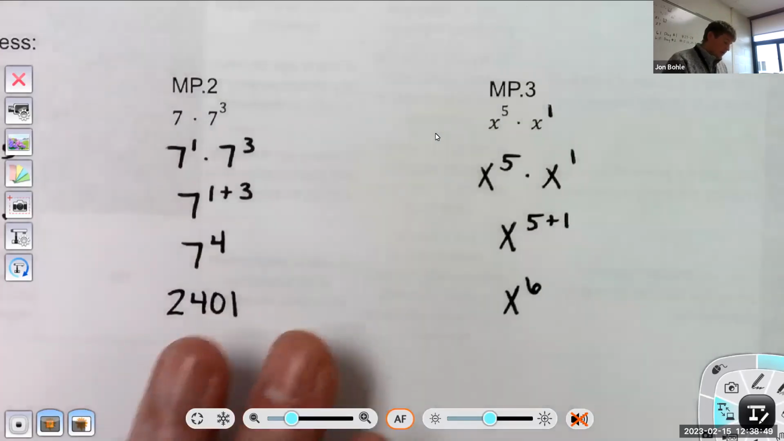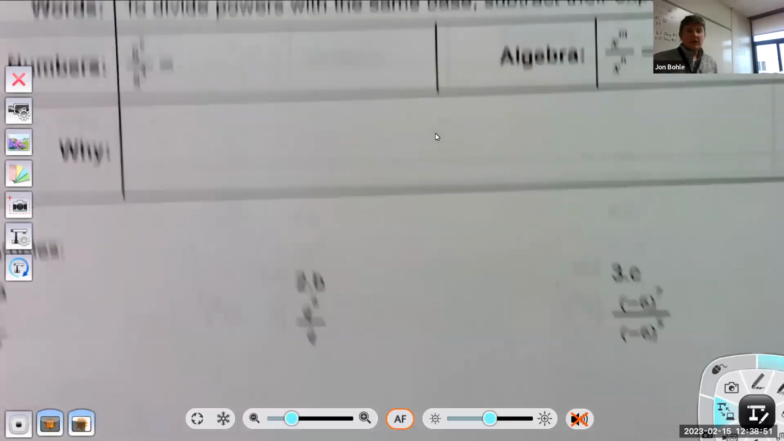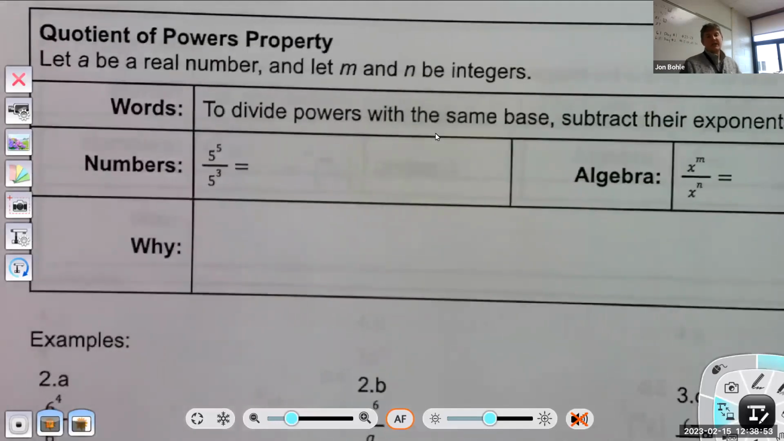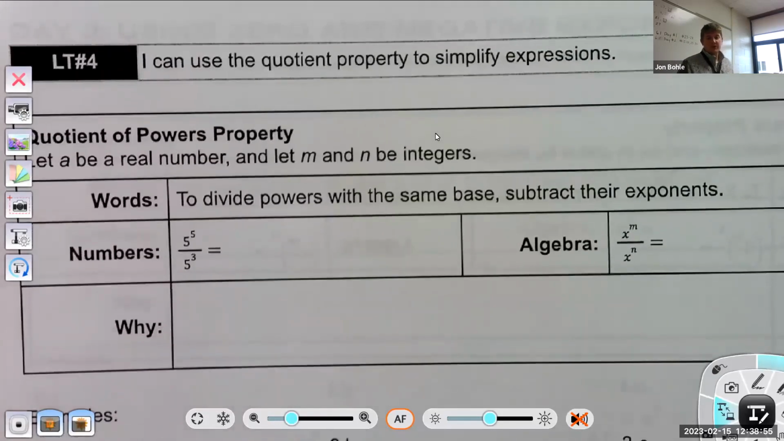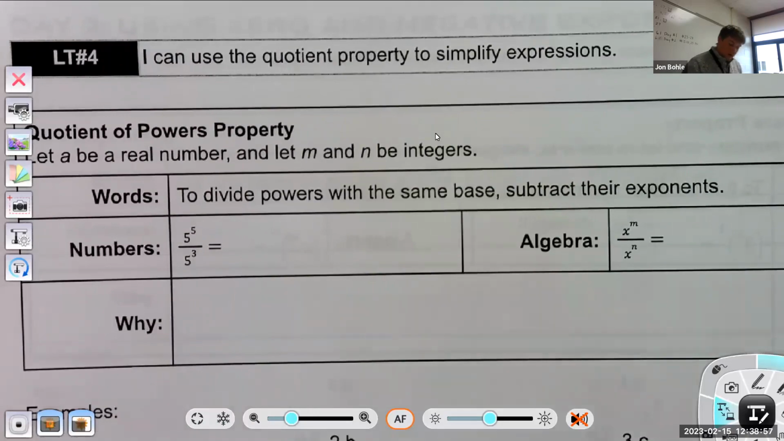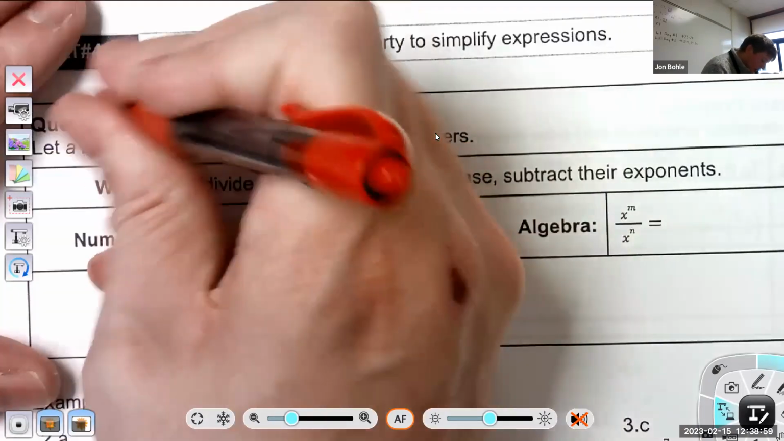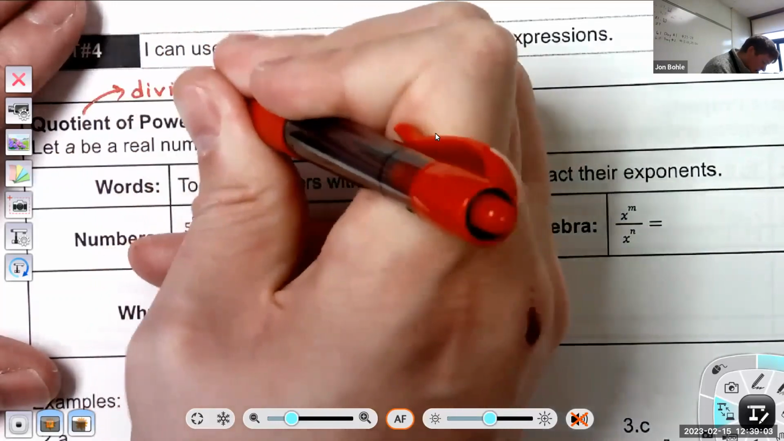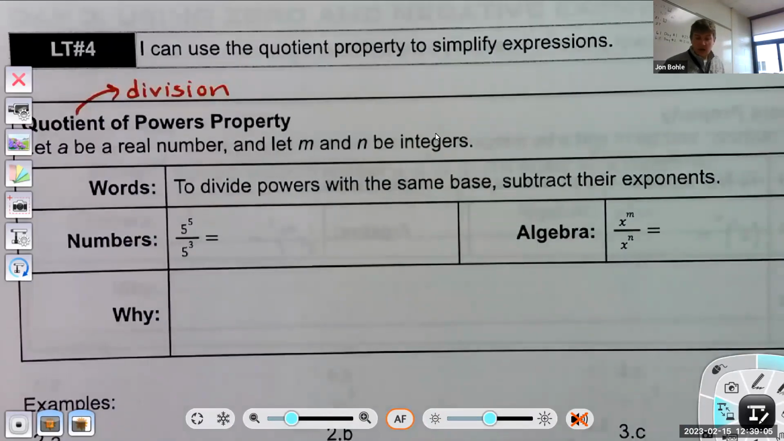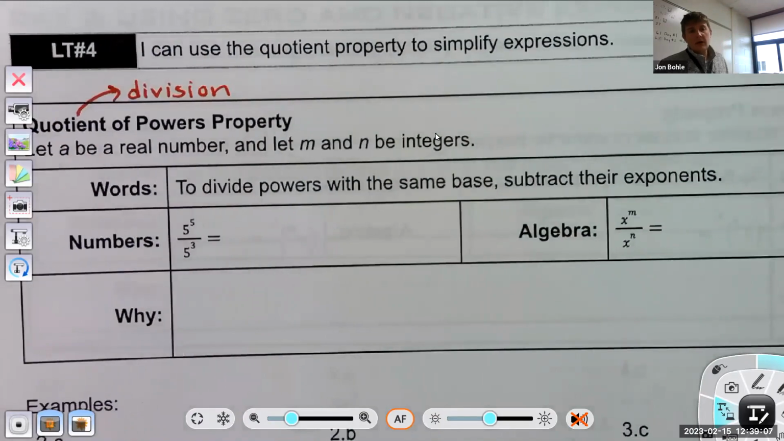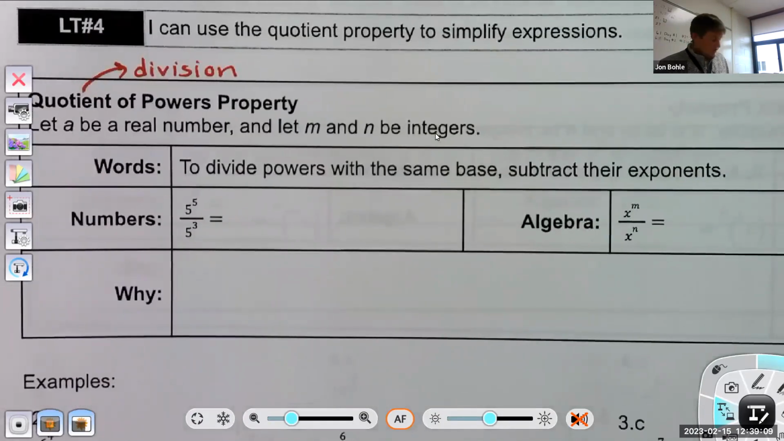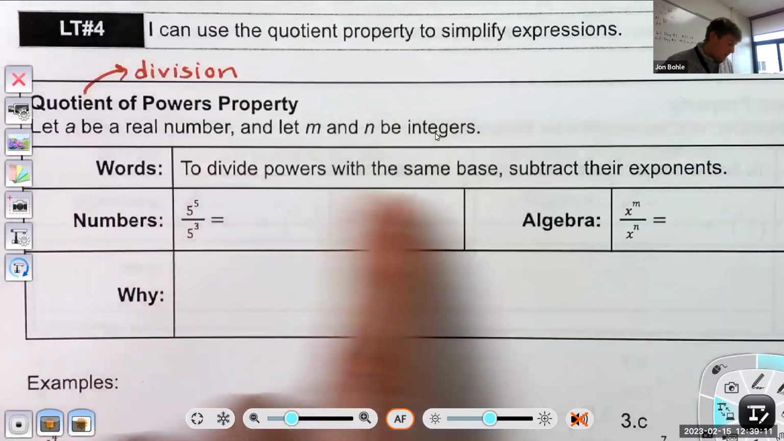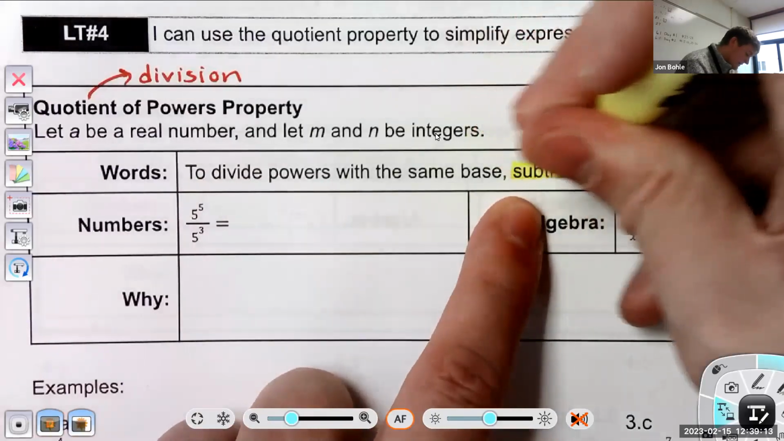Okay, let's move on to page 3. Page 3 is now going to deal with learning target 4, which is the quotient property. It's important to note that quotient means division. So this is my division rule. To divide powers with the same base, your rule is to subtract the exponents.